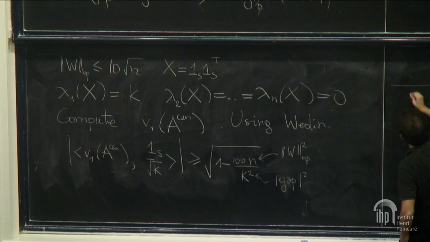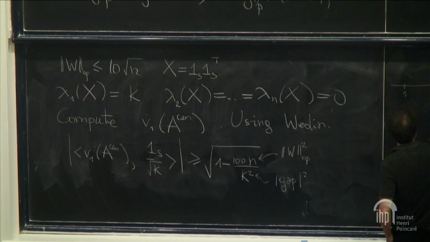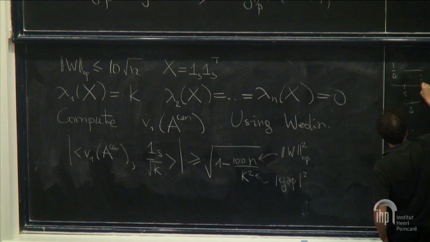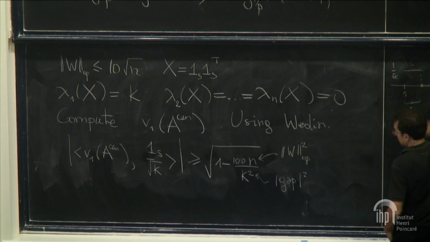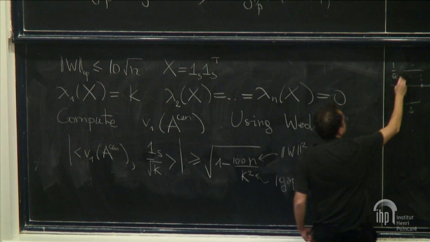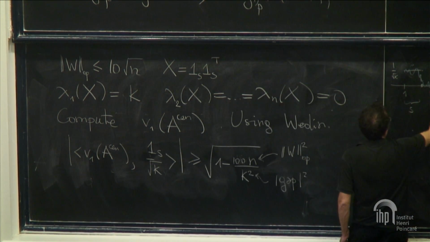So if you plot it, say, versus i, from 1 to n, this is the set S, and this is 1 over square root of k. So you will see something like this. This is the vector, the leading eigenvector of the unperturbed matrix, and the leading eigenvector of the centered matrix will look something like this.